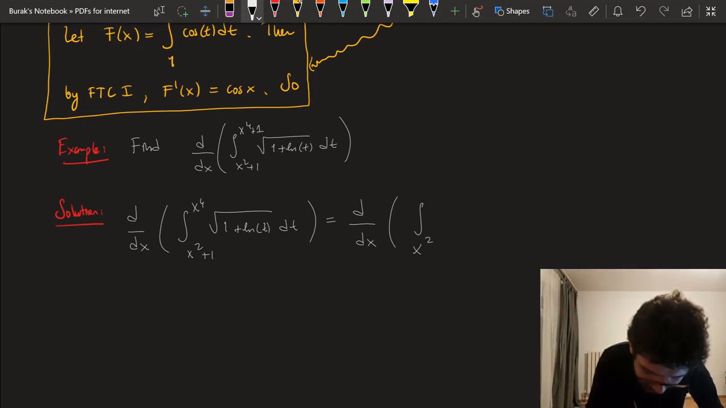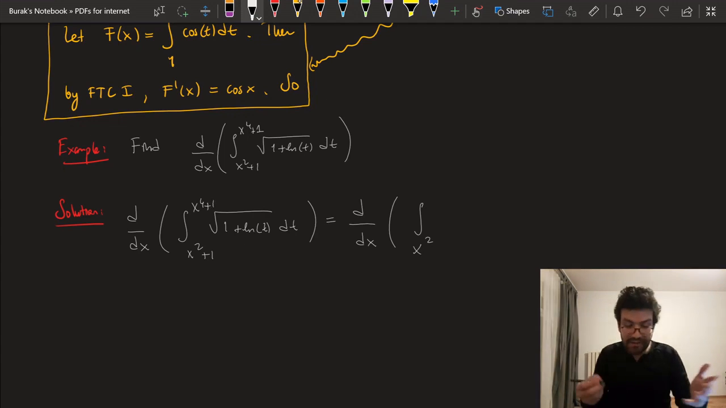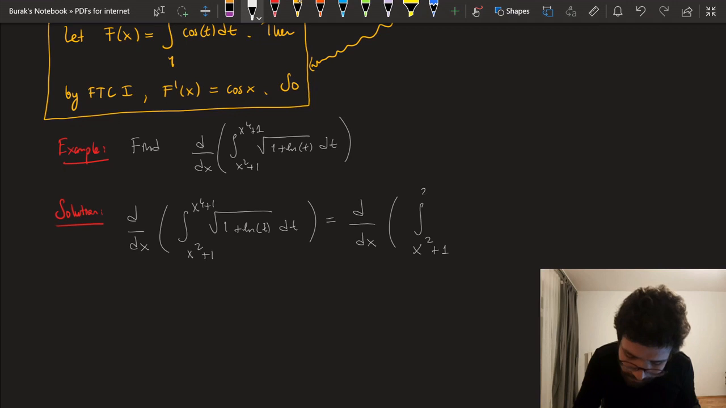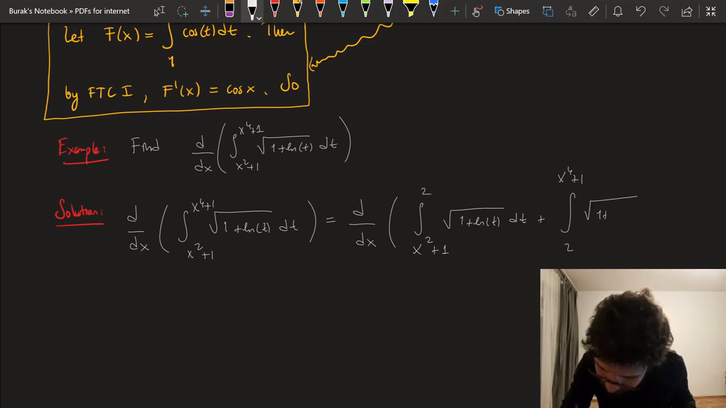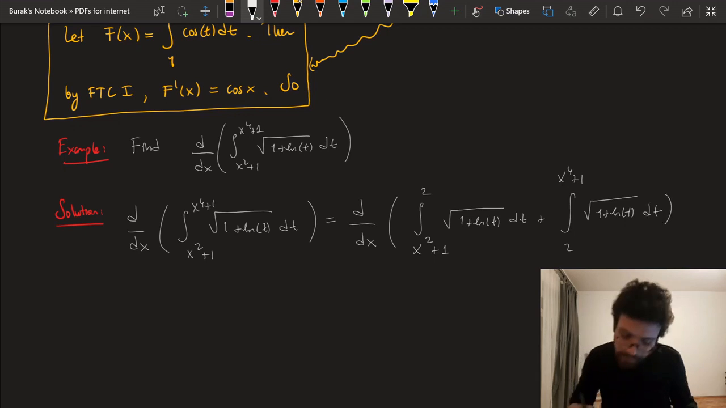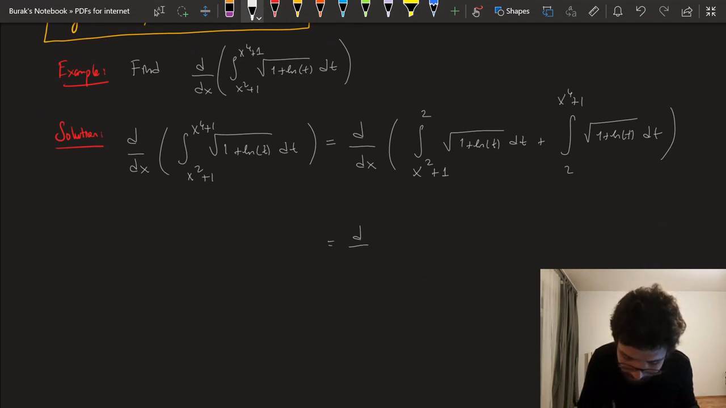Anyway, it's not going to change anything. This is not going to change the trick that I'm going to show you. So I'm going to split this integral like that. Integral from x squared plus 1 to 2, and from 2 to x to the power 4 plus 1. And then I'm going to put a minus sign and flip this like that.